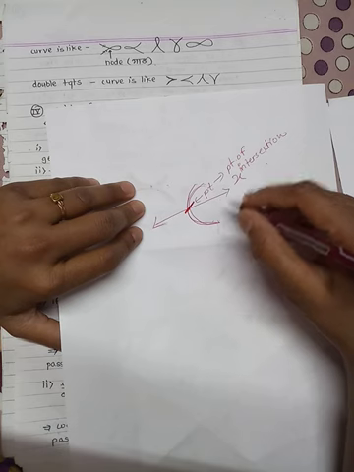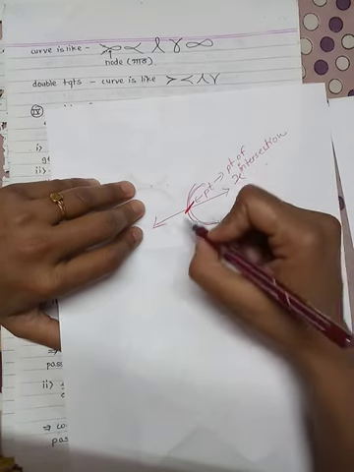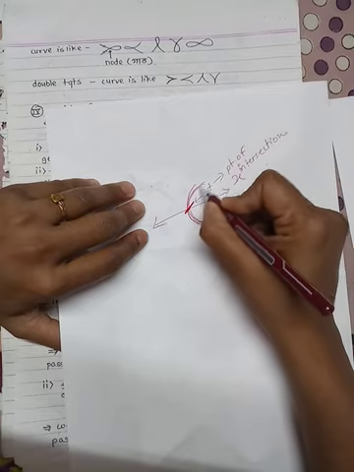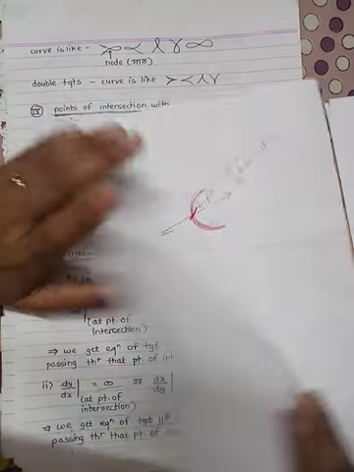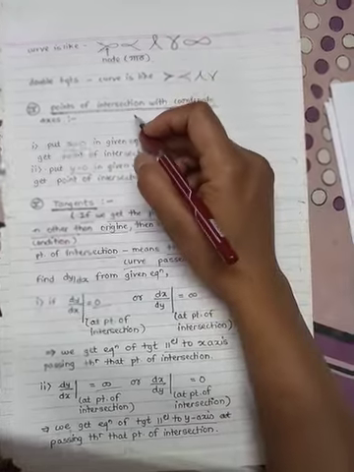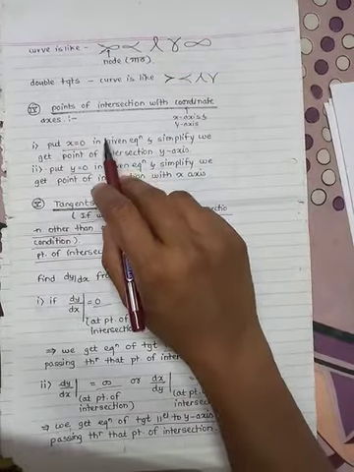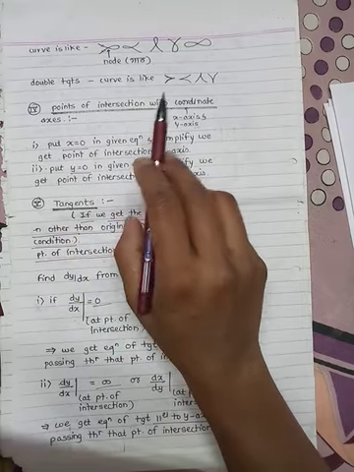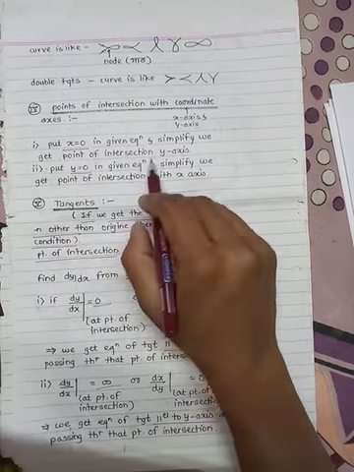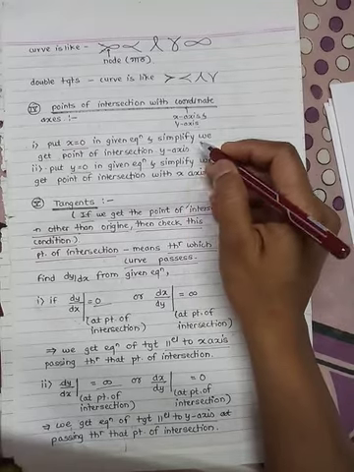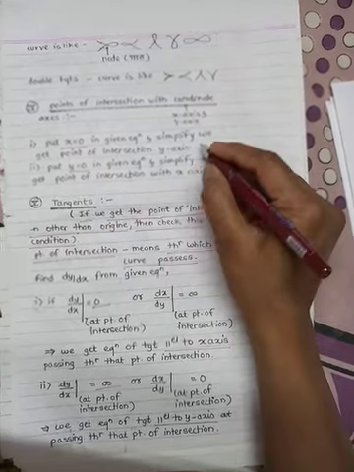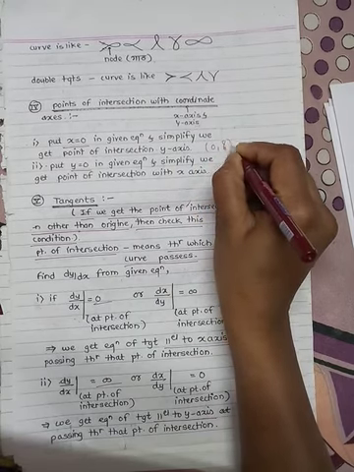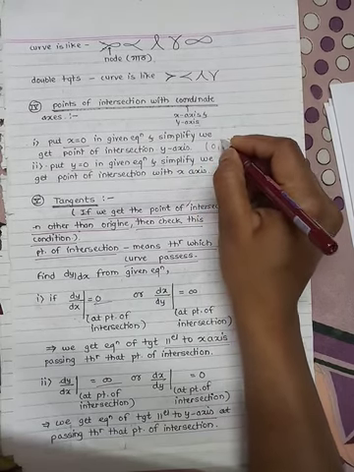So what is the meaning of point of intersection? Point of intersection means the point through which the curve is passing. That is called point of intersection. So these points we have to find. So what is the condition? Put x equal to 0 in the given example, and after simplification whatever value of y we get, we get the point as 0 and that particular value of y. So this is your intersecting point.